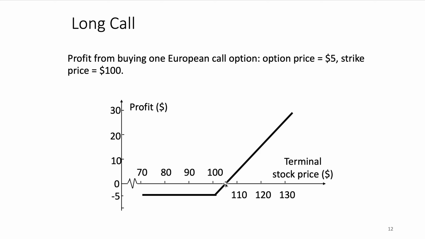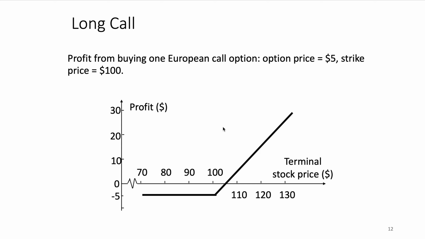The break-even point for the long position will be the exercise price, here 100, plus the call premium of 5. In other words, the break-even point is 105. Anything above the break-even point, you're making money.